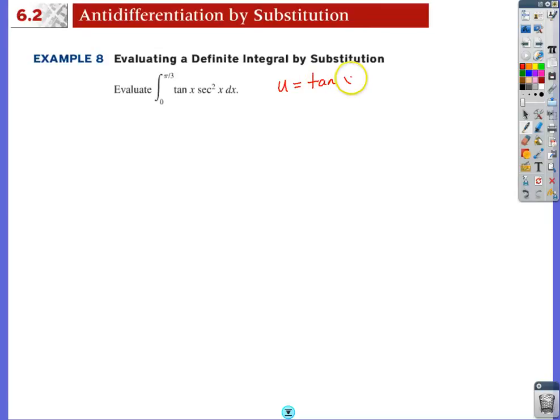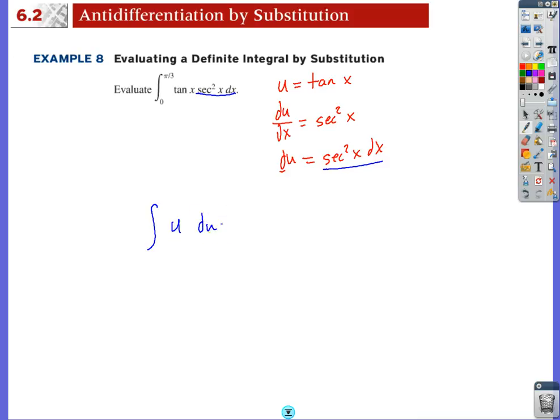If you said tangent x, that is correct, because when I take the derivative with respect to x, I get secant squared x. In other words, du is equal to secant squared x dx, which means I can substitute that whole thing in there. Now what's completely amazing about this is that when I substitute in, it's now the integral of u du.